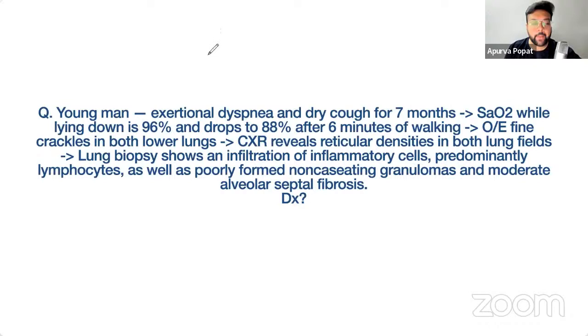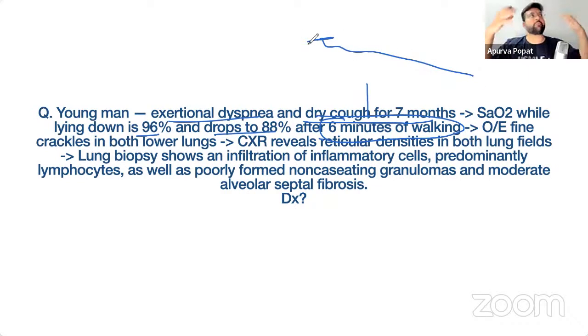Next question. A young man is complaining of exertional dyspnea and dry cough for 7 months. His saturation while lying down is 96 and drops to 88% after 6 minutes of walking. Whenever you see 6 minutes of walking, actually, 6 minutes of walking is advised to any patient who has some cardiac or pulmonary related shortness of breath. That's how you test and track the patient, in COVID also. Yes. This is how you track the patient.